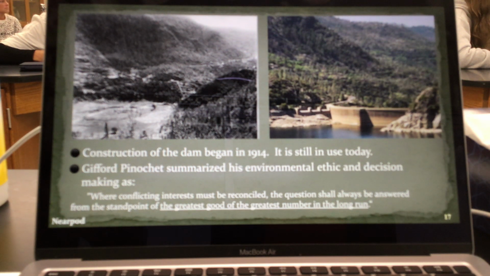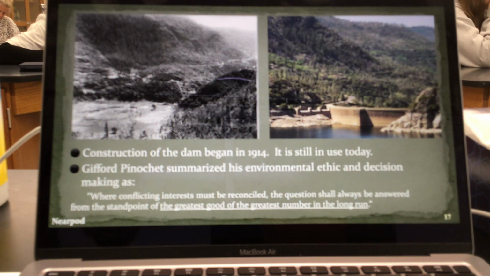All right, and then it says, the question shall always be answered from the standpoint of the greatest good of the greatest number in the long run. What that means is when you're looking at the situation, we have this conflict in place. San Francisco needs water. Conservationists say, don't destroy my park. You've got two sides there. What's the greatest good for the greatest number in the long run? The greatest number in that situation was the people of San Francisco. They needed a fresh water supply.